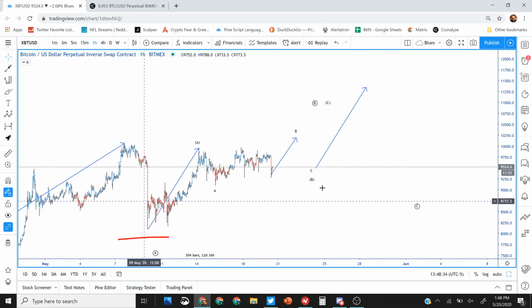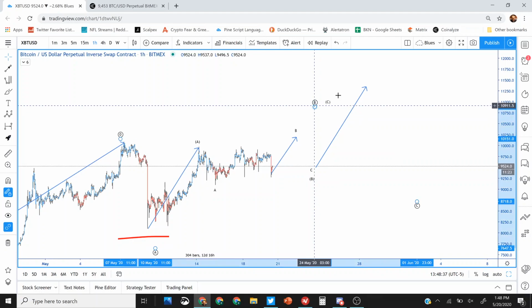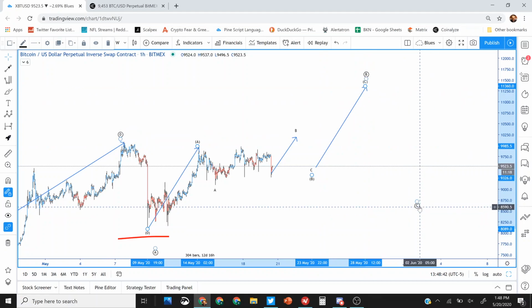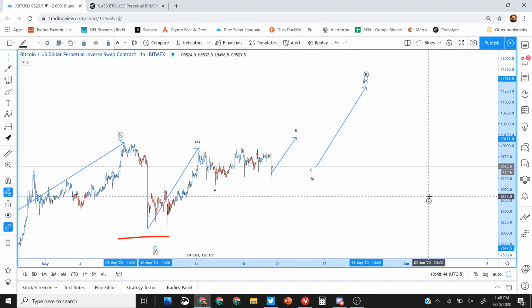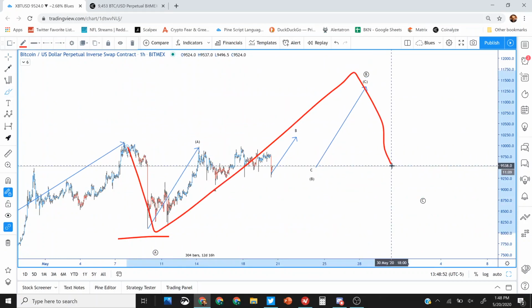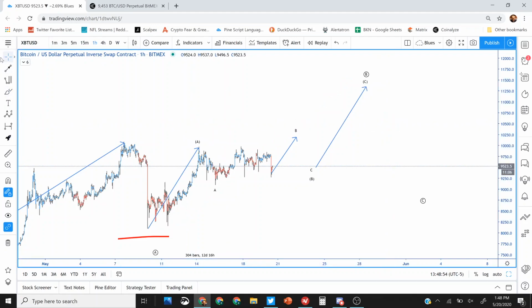Now this is getting pretty stretched. If this is all A, B, C, this is getting to be a pretty stretched structure here. So that's something that we'll have to watch. Maybe we don't move this high, maybe we come down a little lower here. I would prefer to keep these higher lows intact. We did take out this one, but this higher low remains intact at this time.